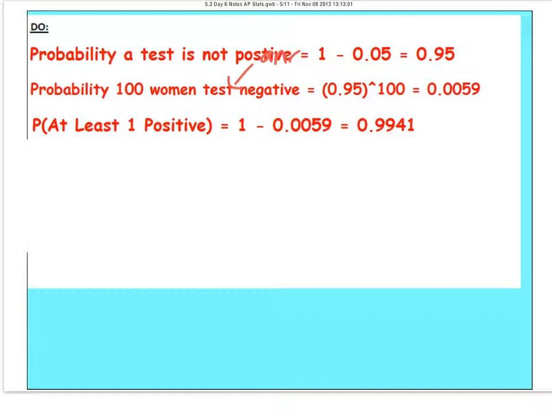If you have to find the probability that at least one thing is true or one thing is false, what you want to do is find its complement and subtract it from the whole. Now let's make our conclusion. What we can say is there's over a 99% probability that at least one of the 100 women with normal pregnancies will receive a false positive on the first trimester screening. That's how you would state the answer in context.